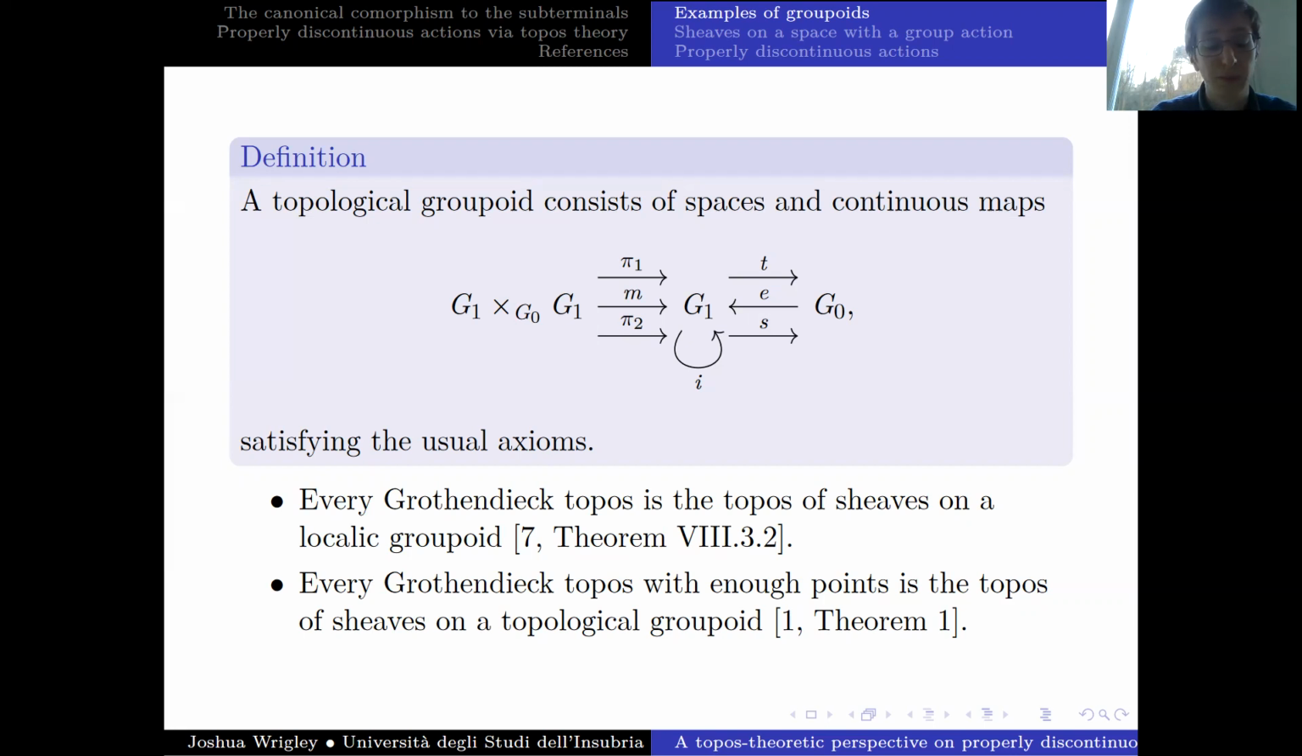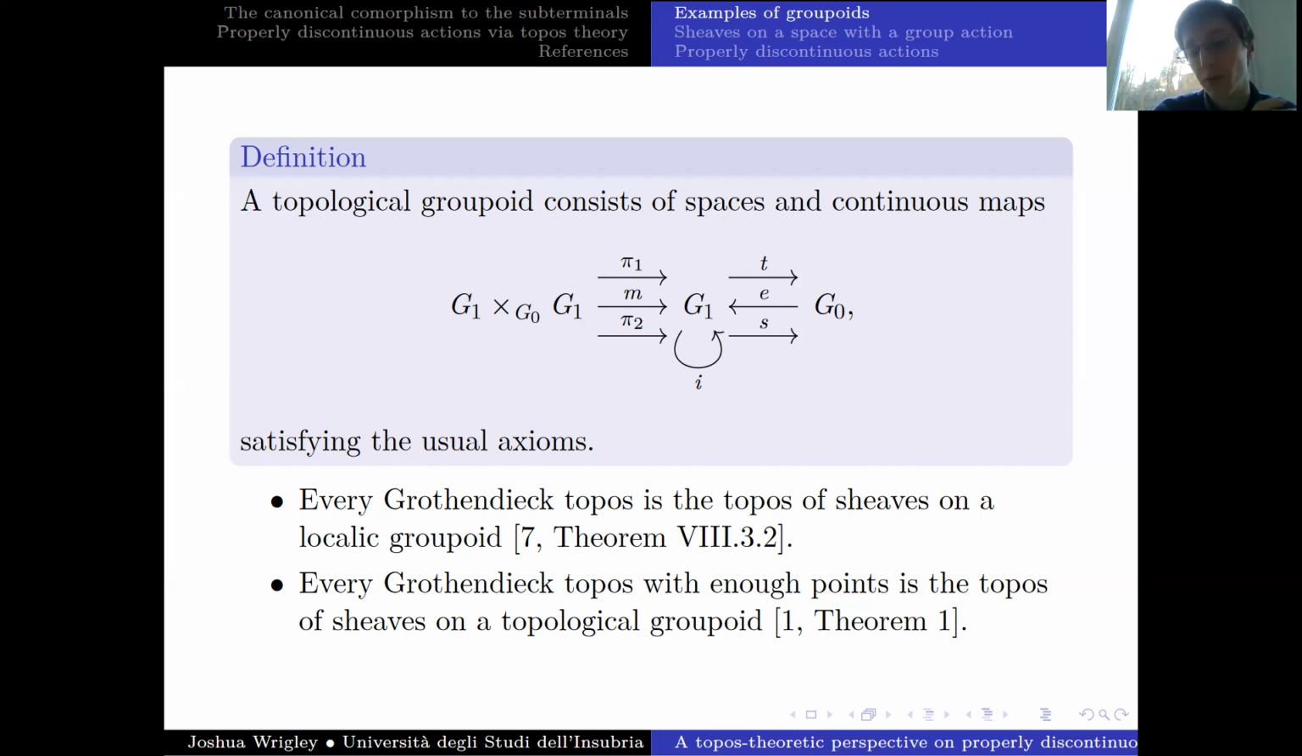There's a very famous theorem by Joyal and Tierney that says that every Grothendieck topos is the topos of sheaves on a localic groupoid. A localic groupoid is just a topological groupoid, but where these are spaces, locales, and the morphisms are locale morphisms. And then we have the result by Butz and Moerdijk, which says that when the topos has enough points, then we can take the topos to be the topos of sheaves on a topological groupoid.